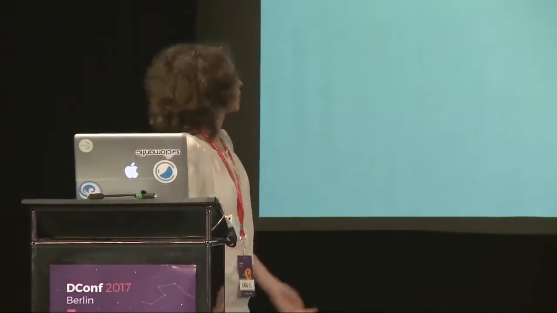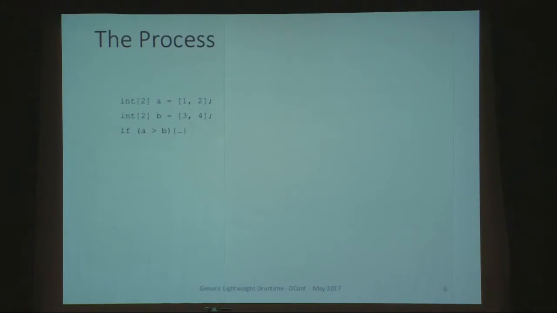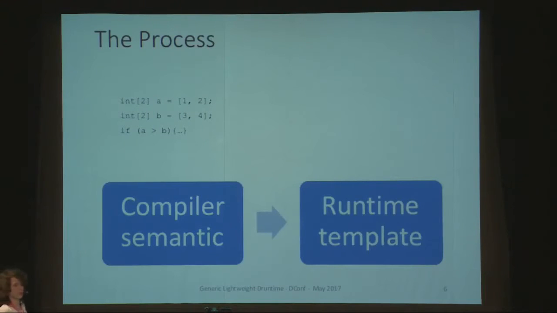So let's see what the process is. As most of you are aware, lowering refers to the following. We have a bit of code, so two arrays and an ordering comparison. We go in the compiler semantic analysis phase. We lower this to a runtime template. So basically, we generate a call to a function template. And this would be the template.